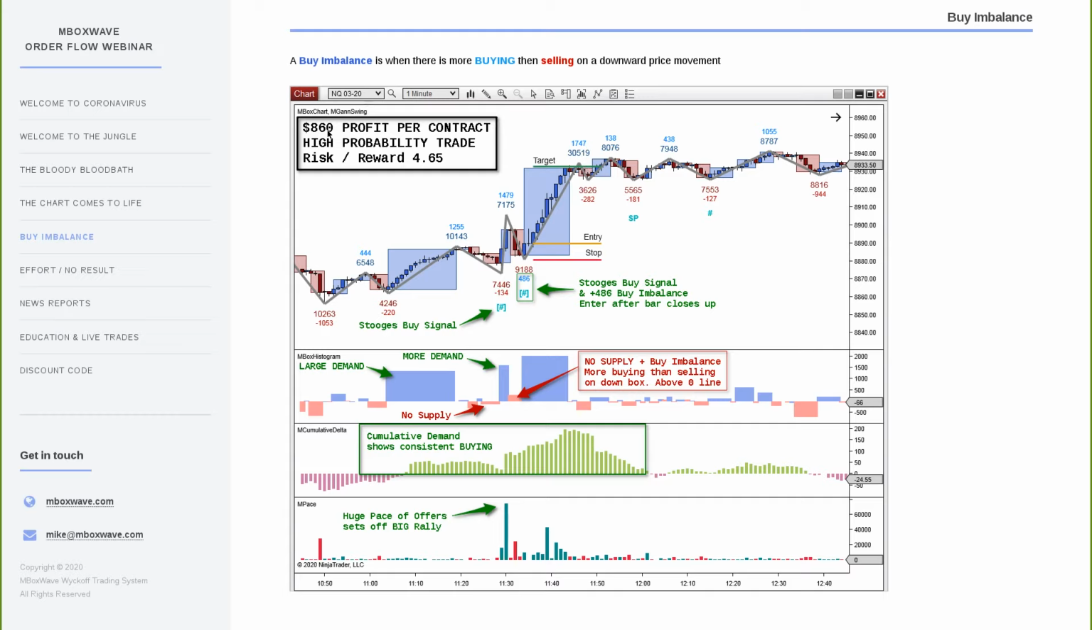So it was $860 profit per contract, and I was trading 10 contracts, so I was almost $9,000 in profits, and it was a risk reward of 4.65. I like to take trades that are 3 and higher risk reward. Sometimes I'll take less, if I see that it's going to be a shorter amount of time. And then shortly after that, look at this. We've got very weak demand, very weak supply, nothing interesting going on. So even if you didn't exit here, by the time you see this, you would exit.